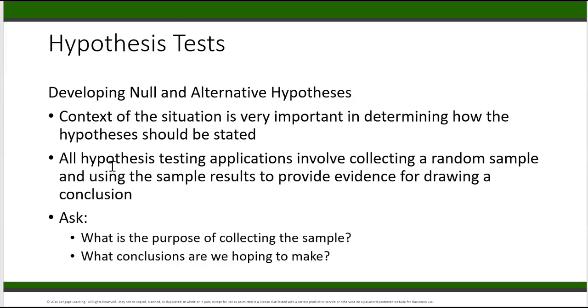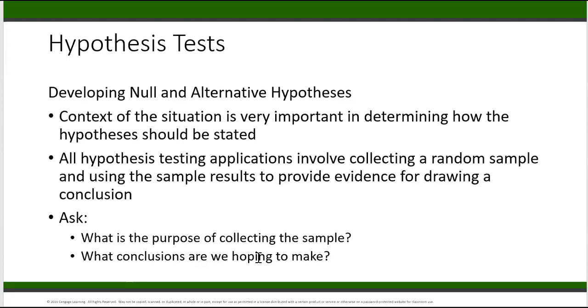Now we're going to go over some techniques that can help in developing null and alternative. One good technique would be to ask yourself, before running this study and before collecting the sample, what is the purpose of this study? Why am I collecting this sample data? And even more important, what are the conclusions that we're hoping to make? So what are our hopes? What are the things that we need evidence for?